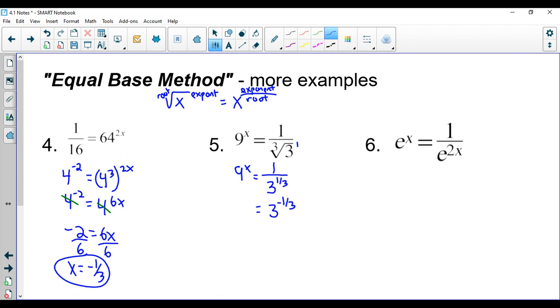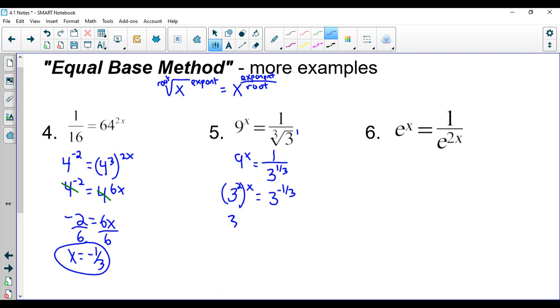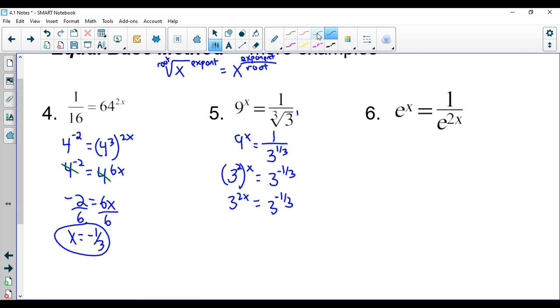And then I need this 9 to become a base of 3 also. So I'm going to rewrite 9 as 3 to the second, which is raised to the x. So I multiply my exponents there, 3 to the 2x equals 3 to the negative 1/3. And then we can go ahead and cancel our bases out. And we end up with 2x equals negative 1/3. We would divide by 2. And we would get x equals negative 1/6.